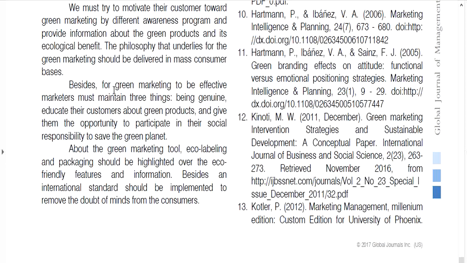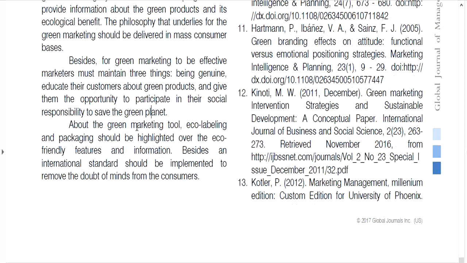Or you can also ask how green marketing can be effective for marketers. This is also a gap you can find from here. Plus the 3 points which this paragraph is discussing, these are all research gaps as well. How you can save the planet, what are the opportunities to participate in social responsibility to save the green planet. This is a gap number 2 here. So let's move to the last paragraph.